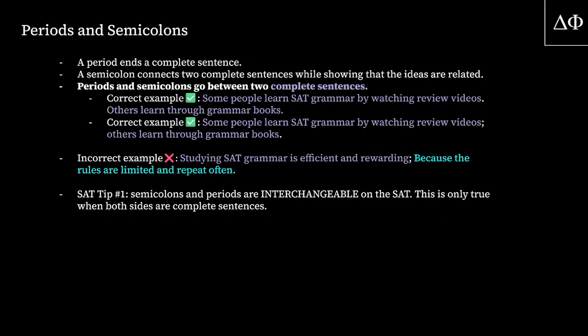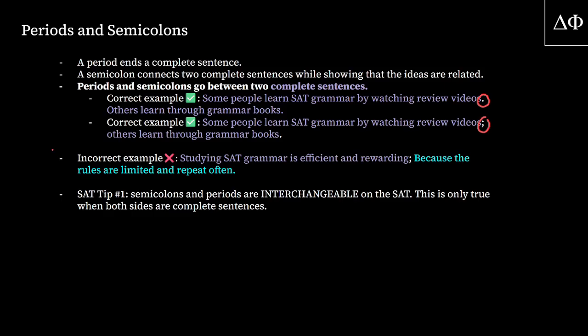The first SAT grammar rule we're going to talk about is about periods and semicolons. A period ends a complete sentence. A semicolon connects two complete sentences while showing that the ideas are related, and the key rule is that periods and semicolons go between two complete sentences. So look at these correct examples. Some people learn SAT grammar by watching review videos. That's a complete sentence. Others learn through grammar books. That's also a complete sentence. So it is appropriate that you use a period or a semicolon to connect these two clauses.